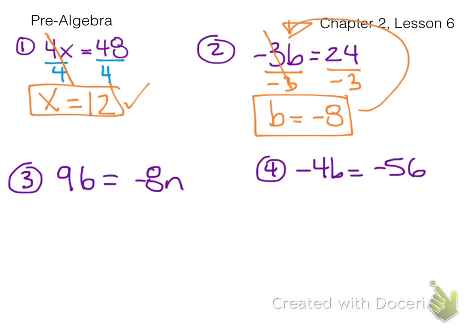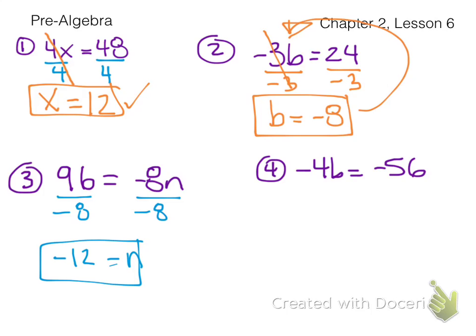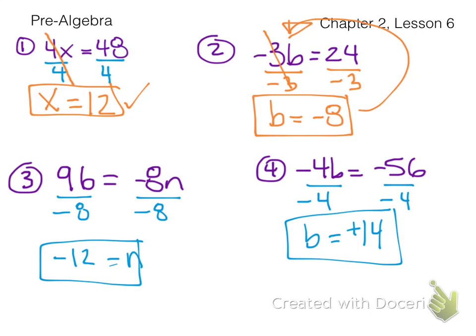Alrighty, next, we have 96 is equal to negative 8 times n. Divide by negative 8 on both sides. n equals 96 divided by negative 8, which is negative 12. There we go. All right, last one of this set, divide by negative 4 on both sides, giving me negative 56 divided by negative 4, which is 14. b equals positive 14, because a negative divided by a negative is a positive.